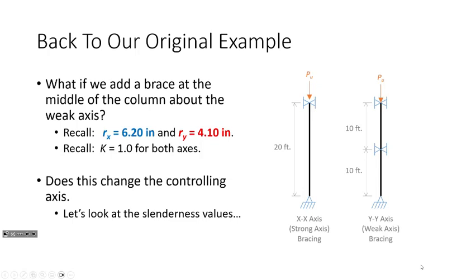Well, the y-axis, I now have 2 segments, and for the y-axis, I'm going to have KY LY over RY. What's going to happen there is it's going to be the same K value, same radius of gyration, but instead of it being 20 feet, it's only going to be 10 feet. And so what do we get if we do this? We're going to get half that slenderness. What's half that slenderness? Is that 29.27? Yep.